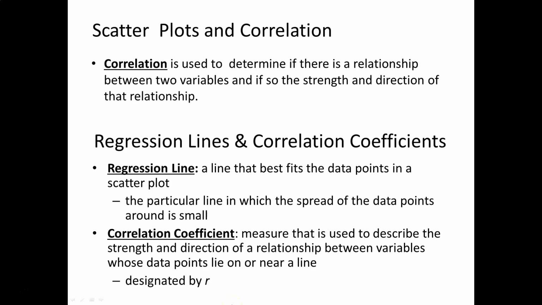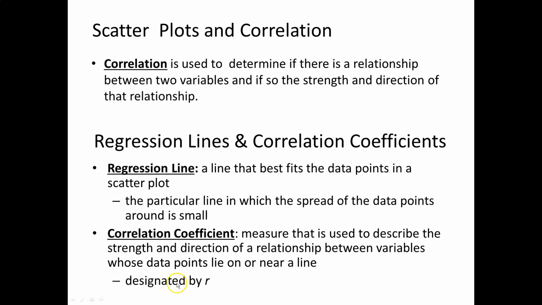Now, scatter plots and correlation. Correlation is used to determine if there's a relationship between two variables, and if so, the strength and direction of the relationship. So regression lines and correlation coefficients. A regression line is a line that best fits the data points in a scatter plot, and the particular line in which the spread of the data plots around is small.